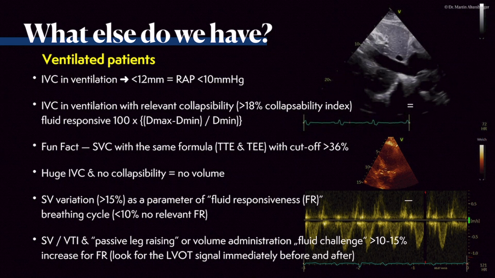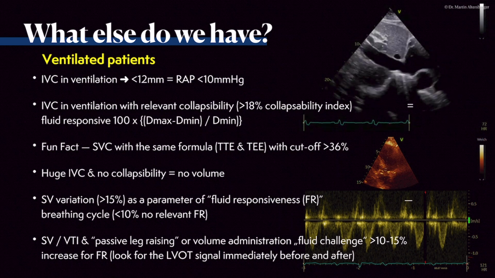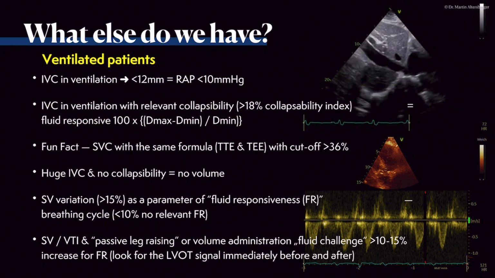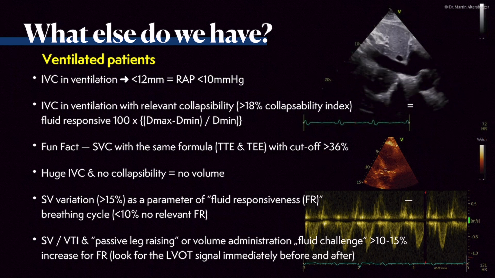You can also simply check the IVC and see if it is approximately 20% collapsible in an intubated and ventilated patient. Of course, the PEEP shouldn't be too high, but if you see a certain degree of collapsibility, that would point towards a need for volume. A fun fact, for the SVC you can use the same formula, the collapsibility index, and you can scan it in TTE and TEE with a cutoff of 36%, not 18%, so the SVC is normally more collapsible than even the IVC. If the IVC is huge and there is no collapsibility at all, I would be very restrictive with volume.